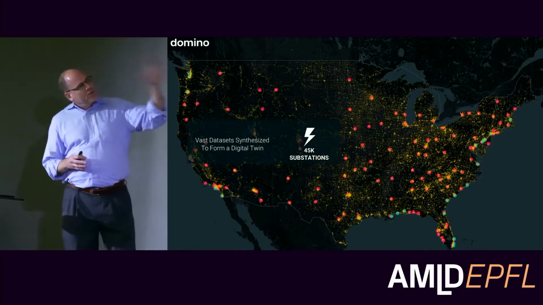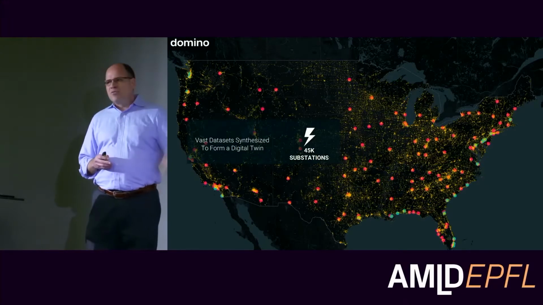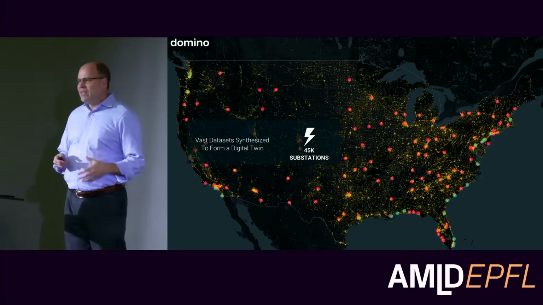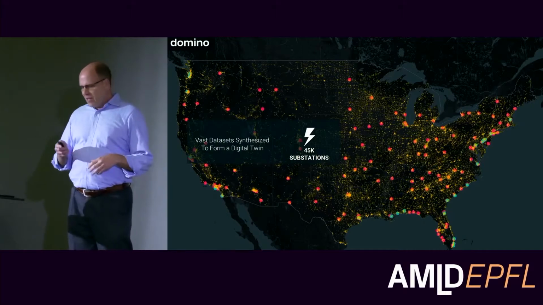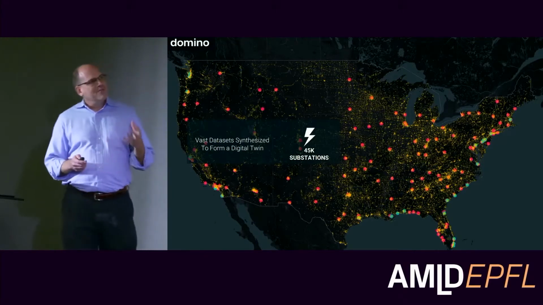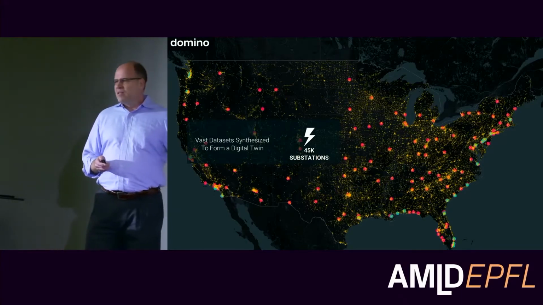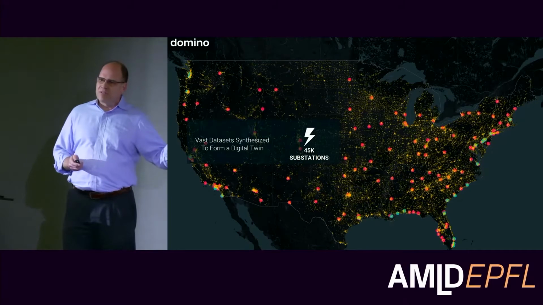And what we want to do is look at the dependency on each of these 45,000 substations for any given building in the data set. And just to give you an idea, right now we're modeling something like 15 million commercial properties in the United States. So it's a fairly large data set.